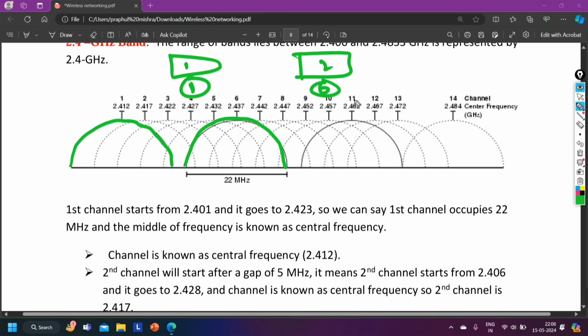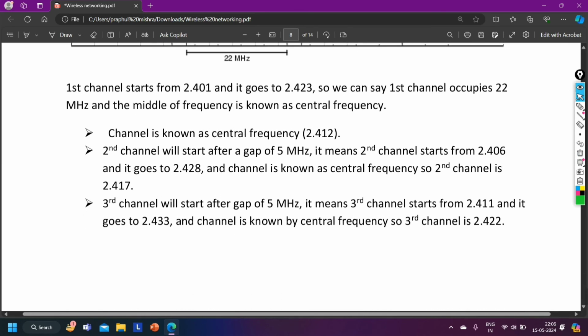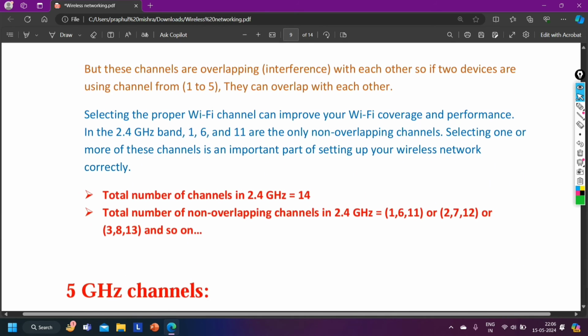Right? Then guys, channels number 11 and 14, right? These are non-overlapping. So if someone asks you how many non-overlapping channels there are in 2.4 gigahertz, what will be your answer, guys? So here you can read more about it.